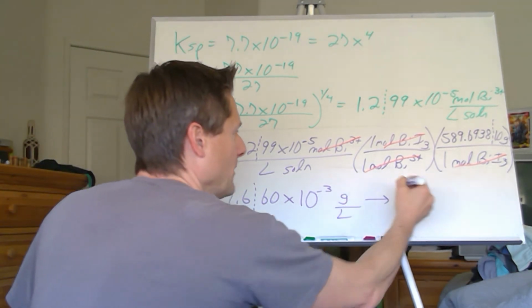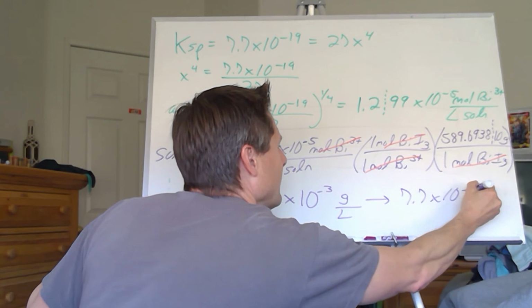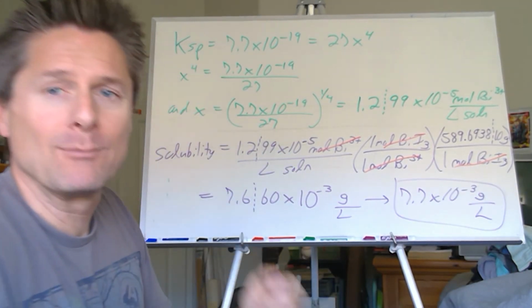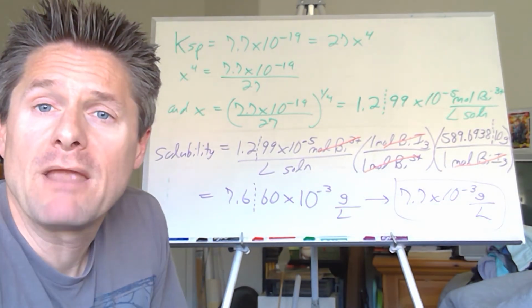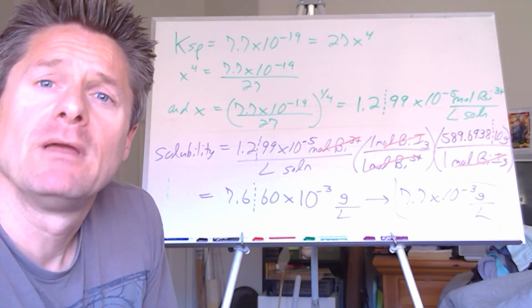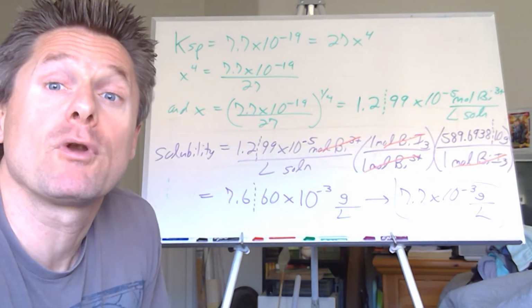That's going to round to 7.7 times 10 to the minus 3rd grams per liter. Or if you want, you could write grams times liters to the negative 1 power. There's your change-up, right? Fastball: given solubility, solve for Ksp. Change-up: given Ksp, solve for solubility. That's it. They're just reverses of each other, and they're pretty straightforward equations.